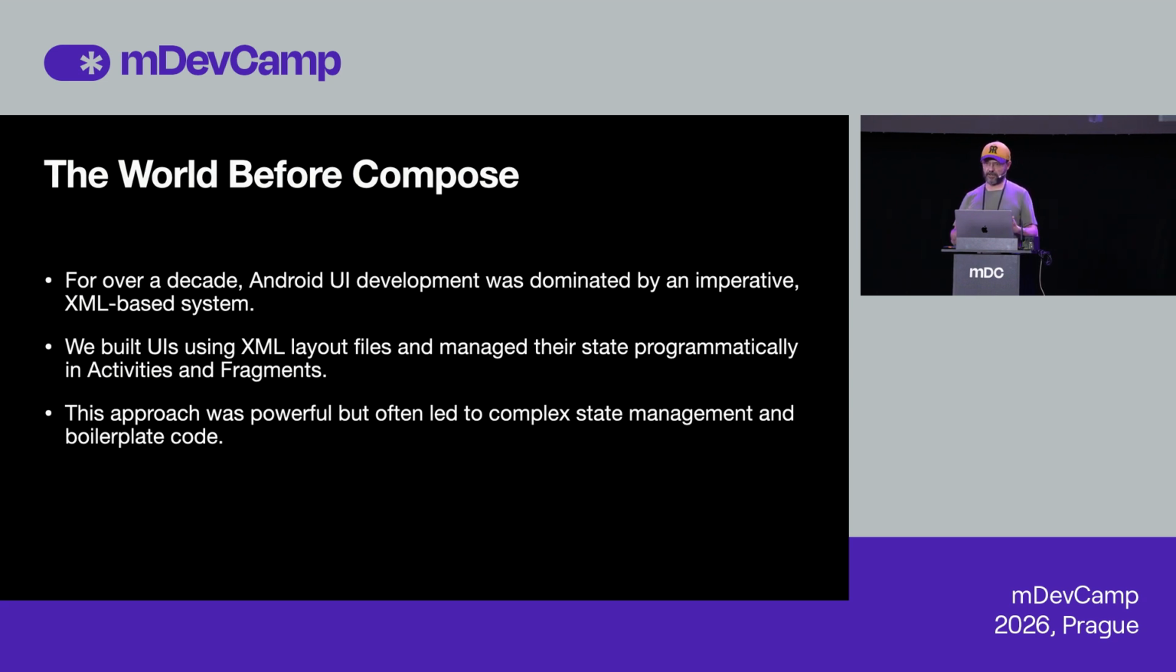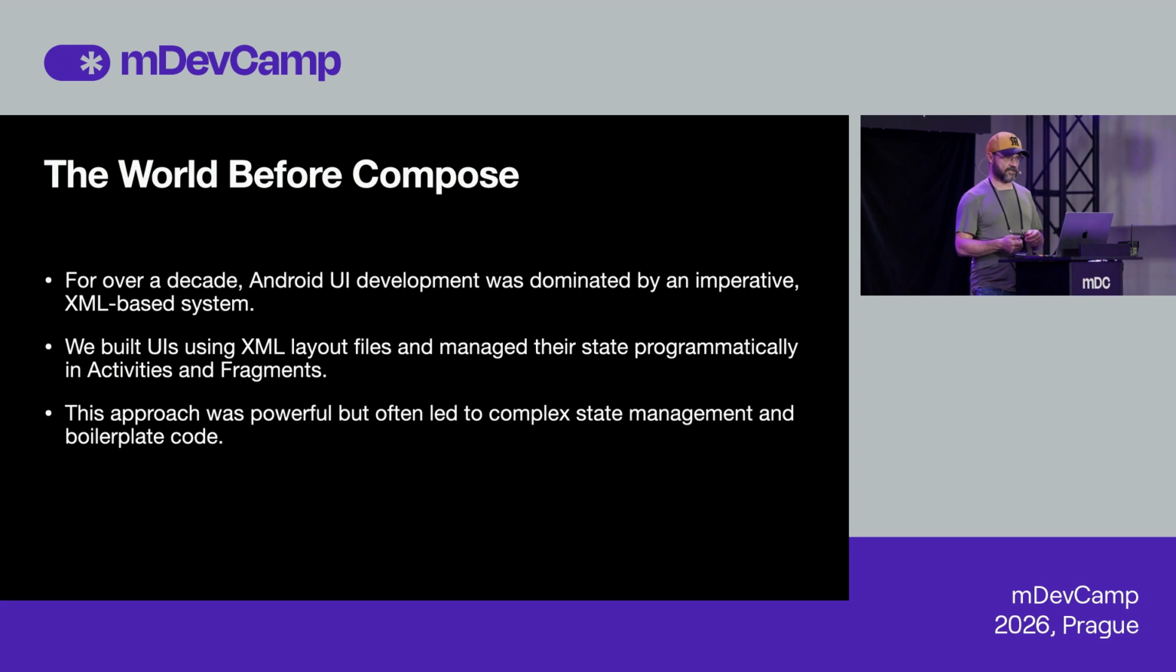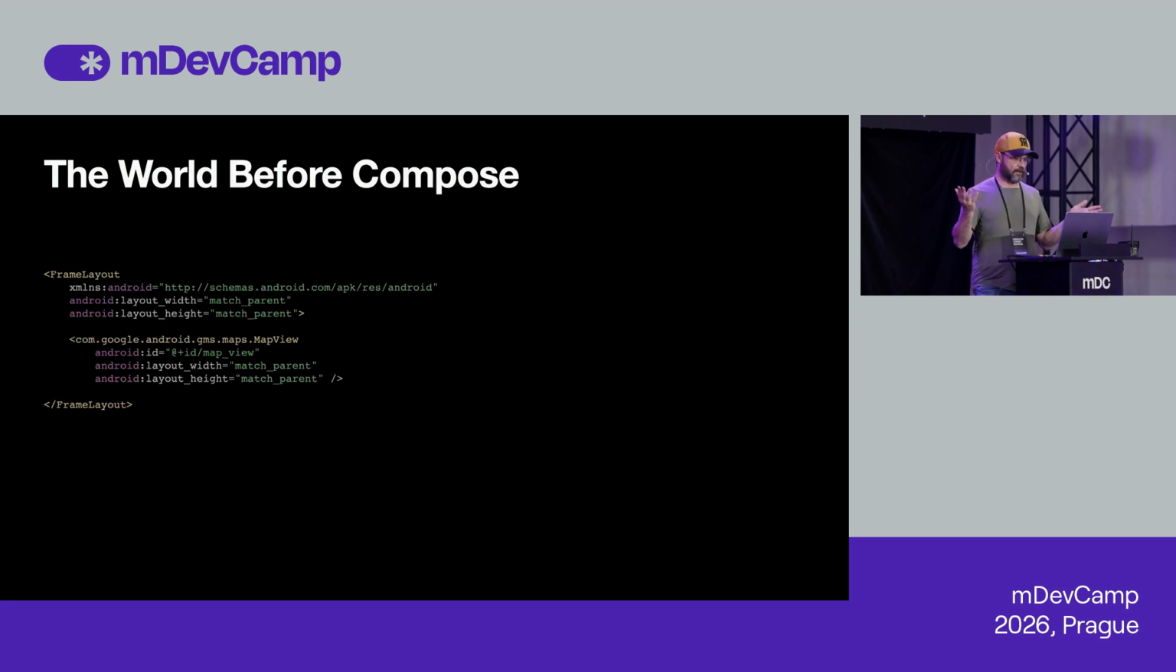It started leading to more complex state management and boilerplate code. And today, Compose, the declarative approach, is the industry standard. You can see the same in Flutter. You can see the same with SwiftUI. So this is where the world has been heading. This is probably familiar to many of you: we just have an XML file with this tree structure that gets loaded from our main container, fragments or activities.